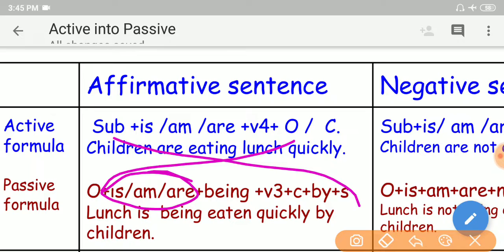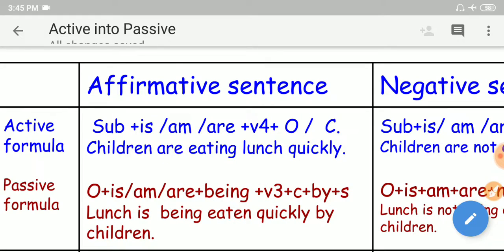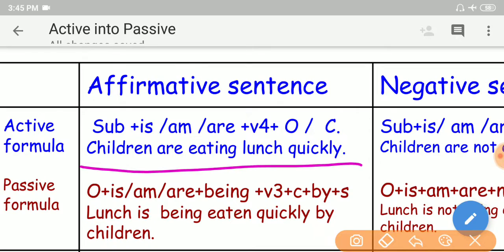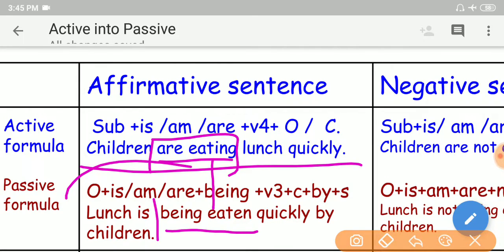At the same time, to retain continuity, we must use the ing form, being, then the V3 form of eat is used. These are the things we need to follow while converting from active present continuous into a passive sentence. See, what are the things we used? Children are eating lunch quickly. The passive sentence is: lunch is being eaten quickly by children. Are eating changes into is being eaten.